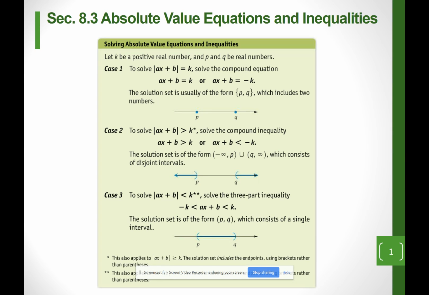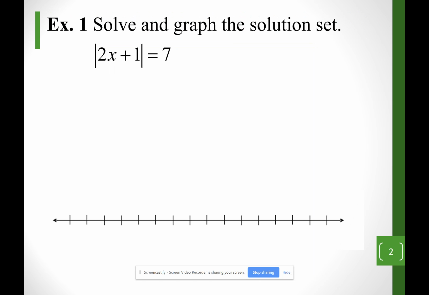Today we're going to be looking at absolute value equations and inequalities. So what we have to do is split this absolute value into two equations. The reason why is that absolute value says whatever you have on the inside, make it positive. So that means that 2x plus 1 was equal to positive 7 to begin with, or 2x plus 1 was equal to negative 7. Now, the key here is make sure the absolute value is by itself.